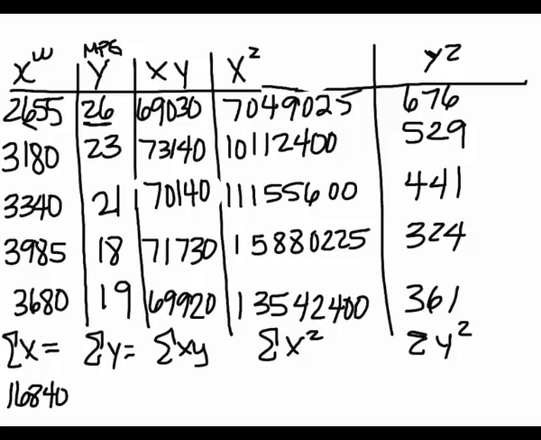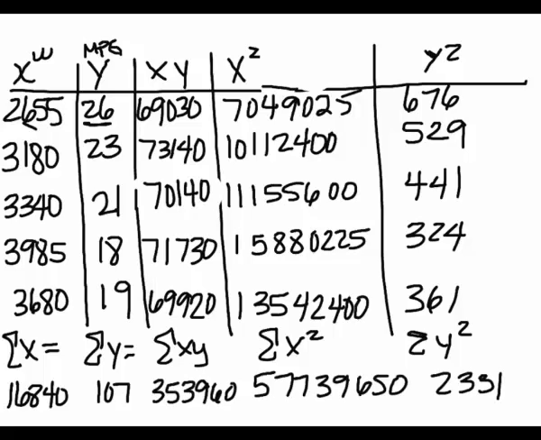Then add the sum of the y's. So 26 plus 23 plus 21 plus 18 plus 19, and I get 107. Then the sum of xy, so 69030 plus 73140, and keep going, and see what you get for the next three. Okay, so this is what I got for the rest of the sums. Make note of these. I want you to write these down: sum of x, sum of y, sum of xy, sum of x squared, and sum of y squared. Make sure you have those down because I'm going to erase this board and we really need those numbers.